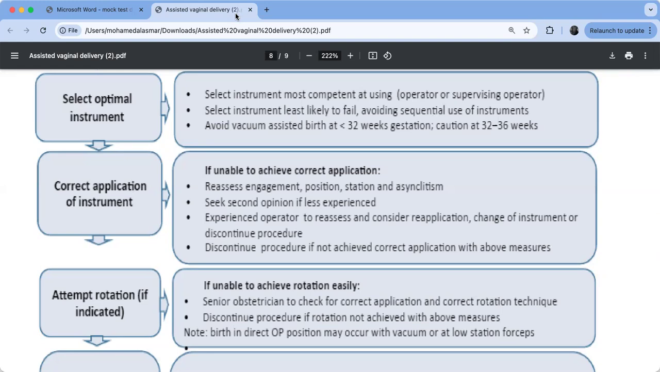But in the exam, most likely the question comes as you are the experienced operator, or you are at least ST5, and that means you are capable of performing assisted vaginal delivery alone. Discontinue the procedure if you have not achieved correct application with the above measures. So if you are not able to apply the instrument correctly, discontinue the procedure.